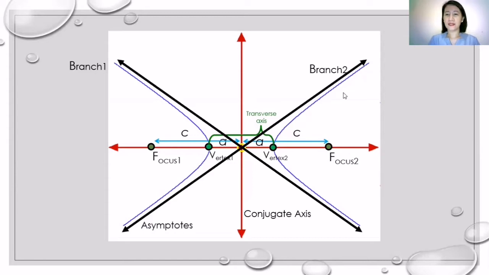And then you see the black lines here, we call this the asymptotes. What are these asymptotes? Asymptotes are actually imaginary lines wherein your hyperbola draws near. As they go longer, it goes nearer the asymptote, pero it will never touch, it will never go through the asymptote. Again, it goes nearer as it goes longer, but it will never meet or touch the asymptote.